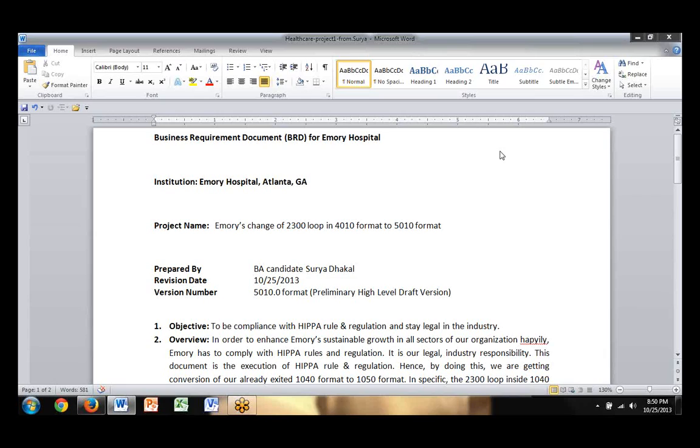And number 2, in order to enhance the company, I was thinking of, I live nearby Emory Hospital, and I was thinking of Emory here in Atlanta. And then in order to enhance Emory's sustainable growth in all sectors of our organization, Emory has to comply with HIPAA rules and regulations. Great. It is our legal industry responsibility to.